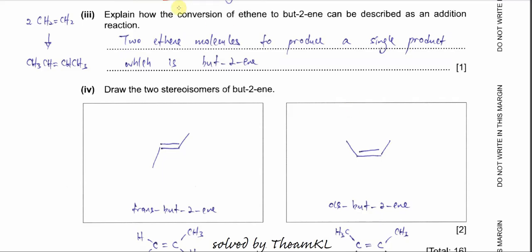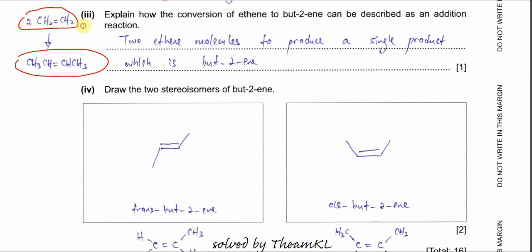Part 3. Explain how the conversion of ethene to but-2-ene can be described as an addition reaction. This one is quite straightforward. It's already mentioned that this ethene now forms but-2-ene. It's a 2 carbon compound going to a 4 carbon compound, from C2H4, CH2 CH2, now it forms this butene. So it actually involves two molecules of ethene forming one molecule of butene.